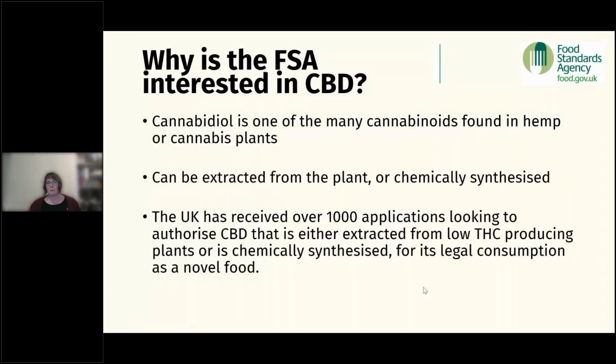So cannabidiol, as was just explained, is one of many cannabinoids found in the hemp or cannabis plant, and obviously can be extracted either from the plant directly or also can be chemically synthesized. We're starting to see more and more foods entering the market containing CBD either as an ingredient or as a whole food. And while these mainly are produced from low THC producing plants or can be chemically synthesized, there really is an interest about how these are going to become foods that are legally on the market.